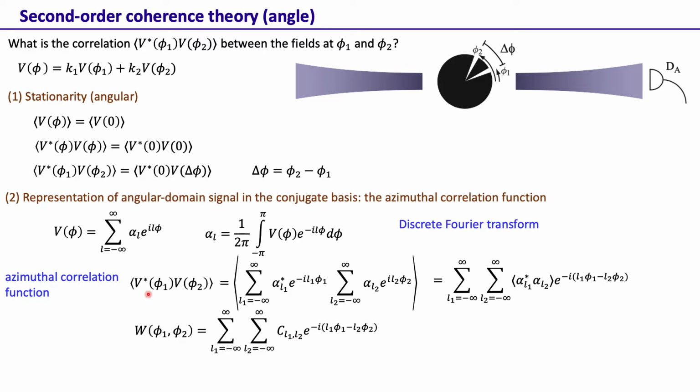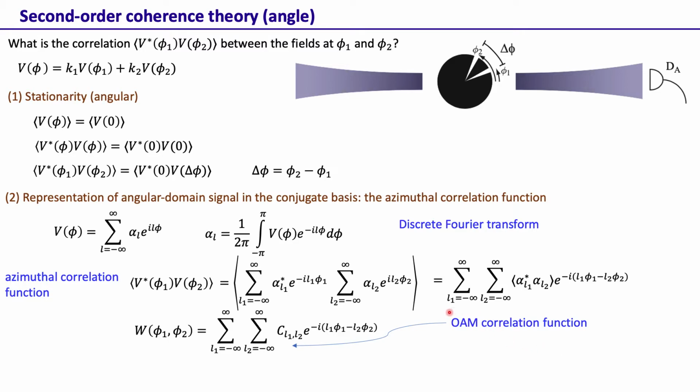Okay, so now we can write this V star phi 1, V phi 2 just like a cross spectral density, but this time in the angle variable. So W phi 1, phi 2, and that we have in terms of a two-dimensional discrete Fourier transform. And this quantity alpha L1 star, alpha L2 we can write as C L1 L2. We can call this the orbital angular momentum correlation function.